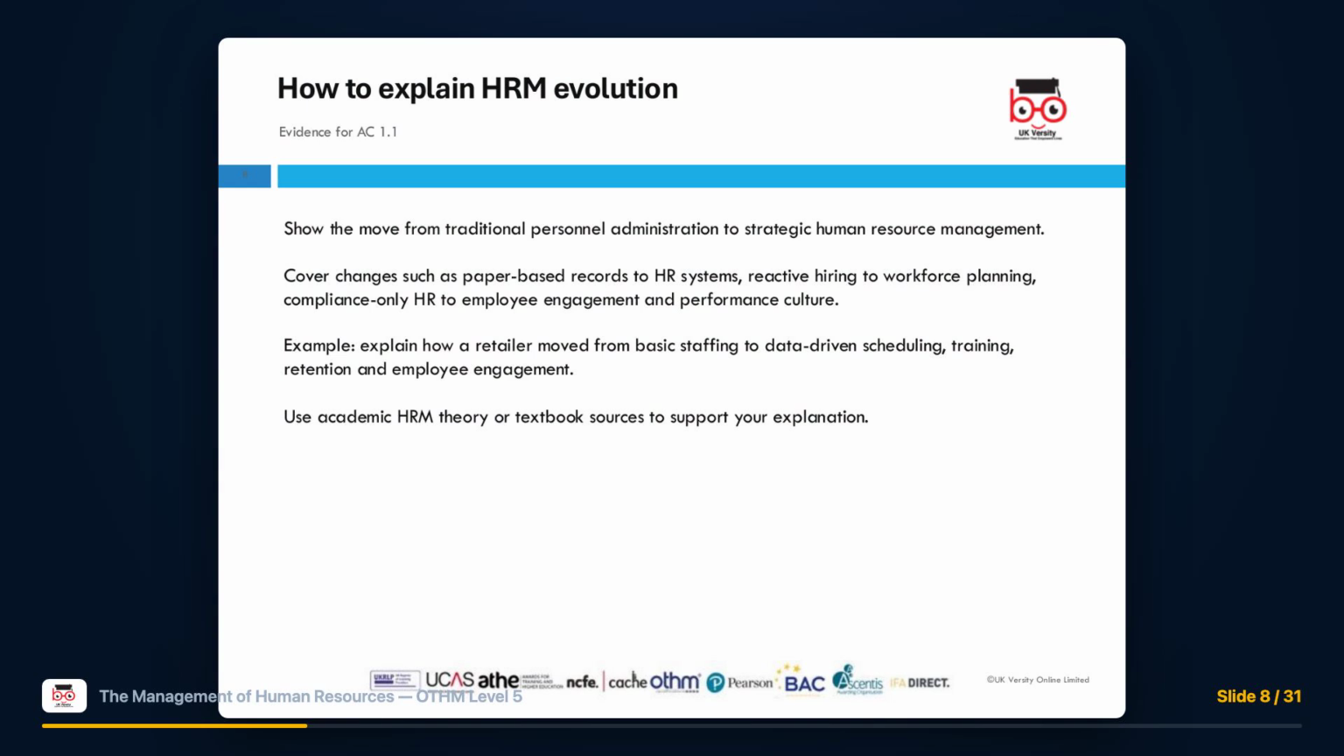For criterion 1.1, show the move from traditional personnel administration to strategic human resource management. Cover changes such as paper-based records giving way to HR systems, reactive hiring becoming workforce planning, and compliance-only HR becoming an engagement and performance culture. For example, explain how a retailer moved from basic staffing to data-driven scheduling, training, and retention, and support it with academic HR theory.